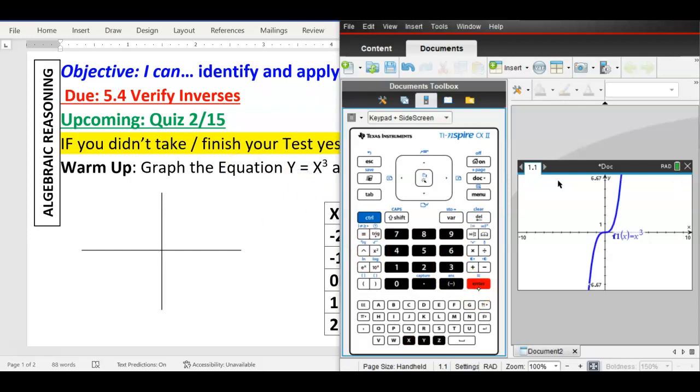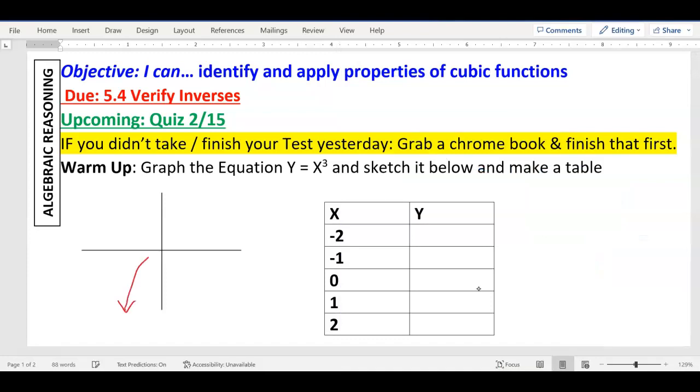Does everyone see what the cubed function looks like? It's not like a parabola anymore. It starts low, ends high, kind of looks like a weird S, maybe, kind of, not really. But sketch that on your warm up. So sketch that over here. Kind of looks like this.